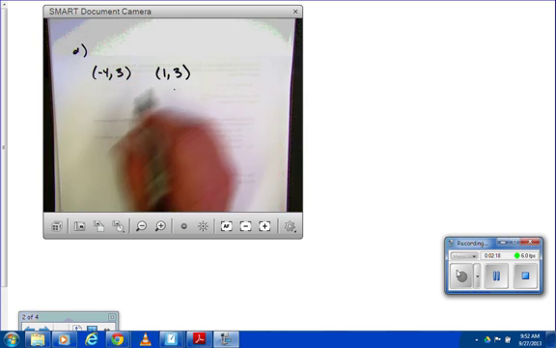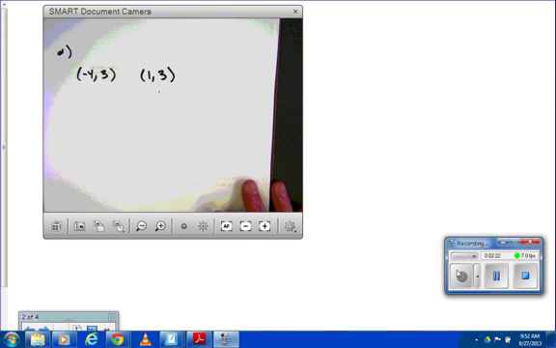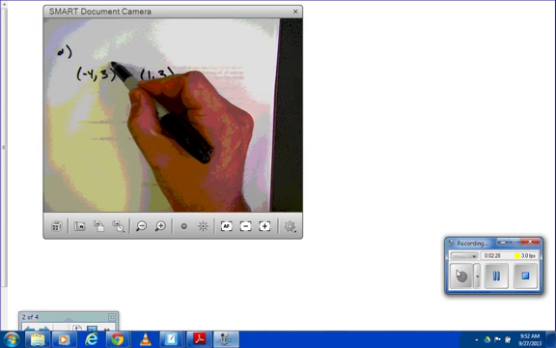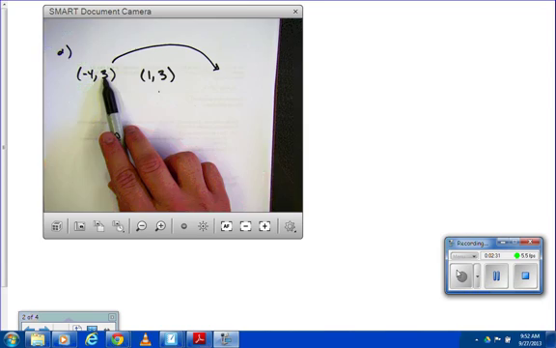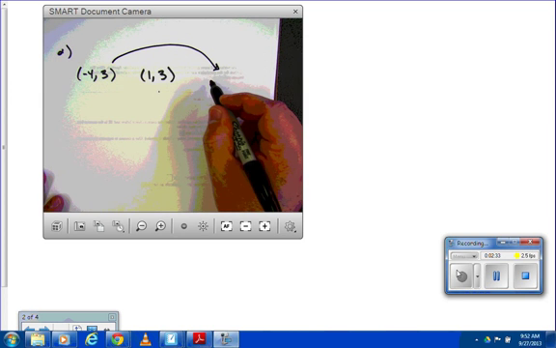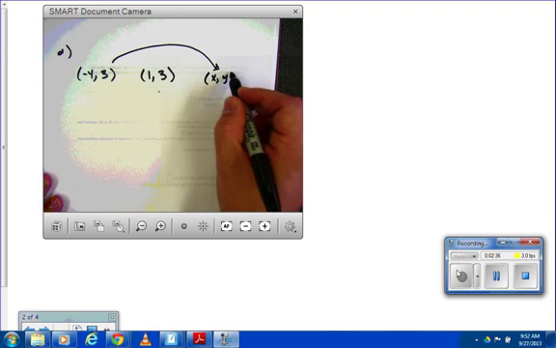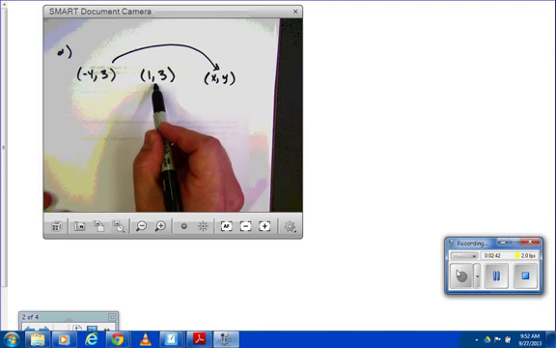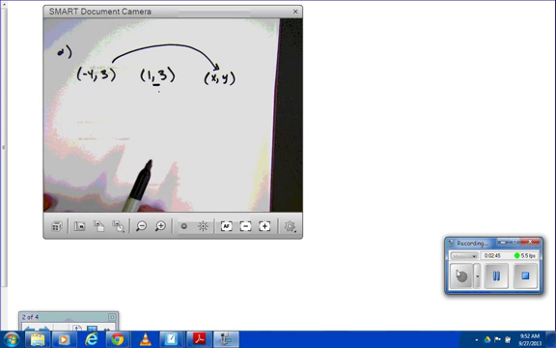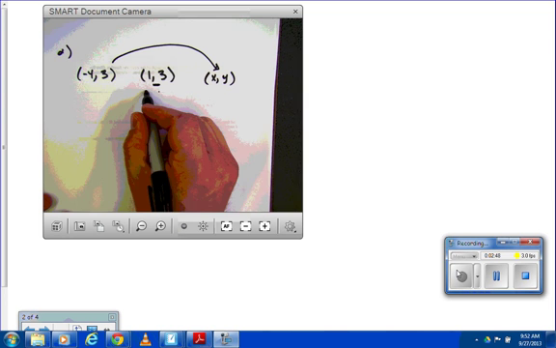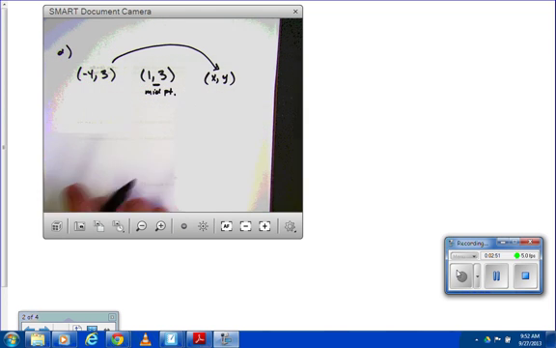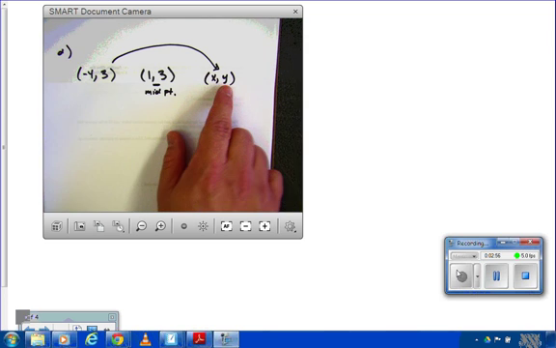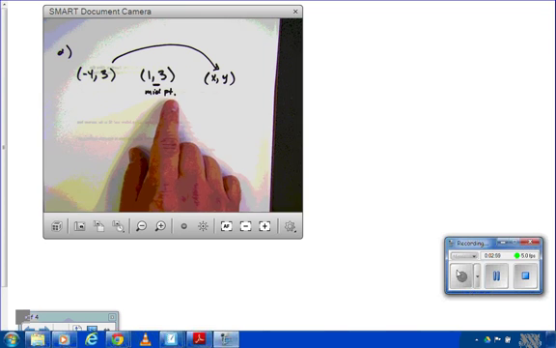Okay, so let's kind of visualize it here. We're going to take negative 4, 3 and reflect it across the point 1, 3. So visually it kind of looks like this. I take this point and I reflect across this point. So now this point over here is unknown. Now what was the significance about this point right here? It's the midpoint. So what we can use here is the midpoint formula to actually find this point. But we're not really using the midpoint formula to find the midpoint. We're using it to find the endpoint.